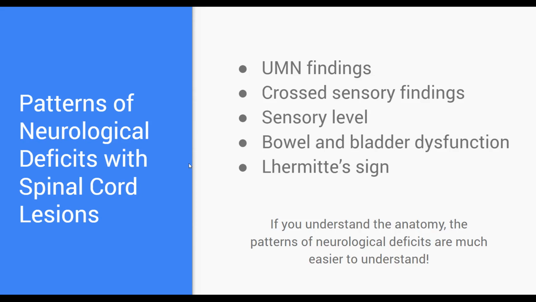Bowel and bladder dysfunction is also something that can be quite common with spinal cord lesions. And the last thing is a description of Lhermitte's sign. This is a paroxysmal neuropathic pain that reflects either demyelination or irritation of the nerves, and it's usually elicited by neck flexion. So if there's a description of something like that, that would also be indicative of a spinal cord lesion. If you understand the anatomy, the patterns of neurological deficits are much easier to understand. So I really urge you to make sure you understand those tracts and where things tend to cross over.